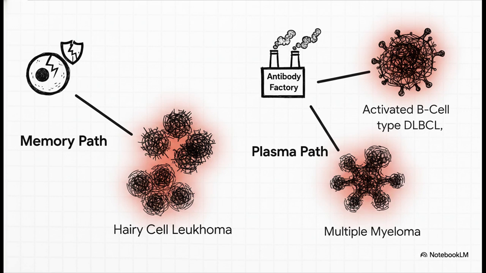If things go wrong on the memory B cell path, you can get marginal zone lymphoma, small lymphocytic lymphoma, which is really just the lymph node version of CLL, and hairy cell leukemia. On the other hand, on the plasma cell path, a malignant plasmablast can cause a very aggressive subtype of DLBCL, while a fully malignant plasma cell is the cause of multiple myeloma.